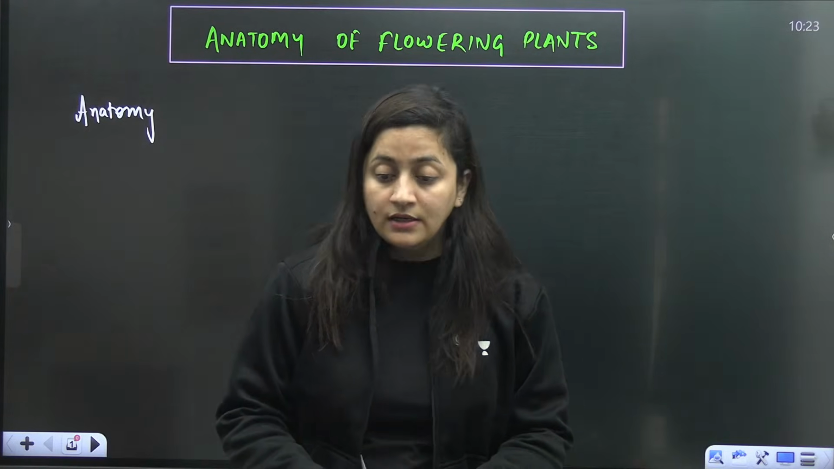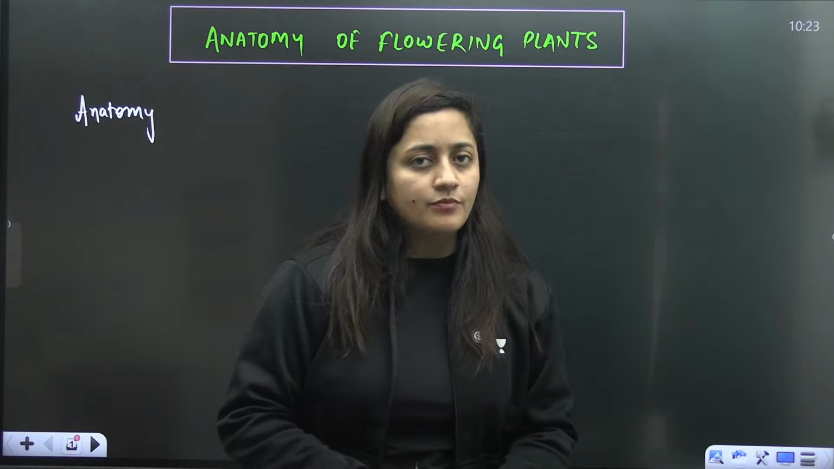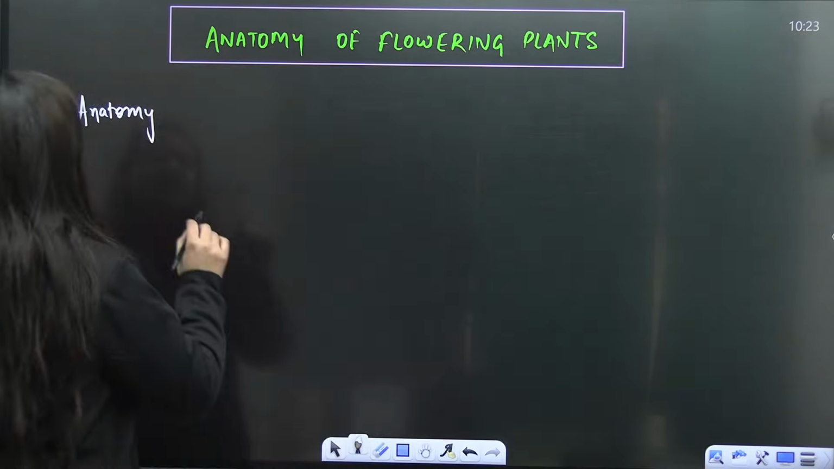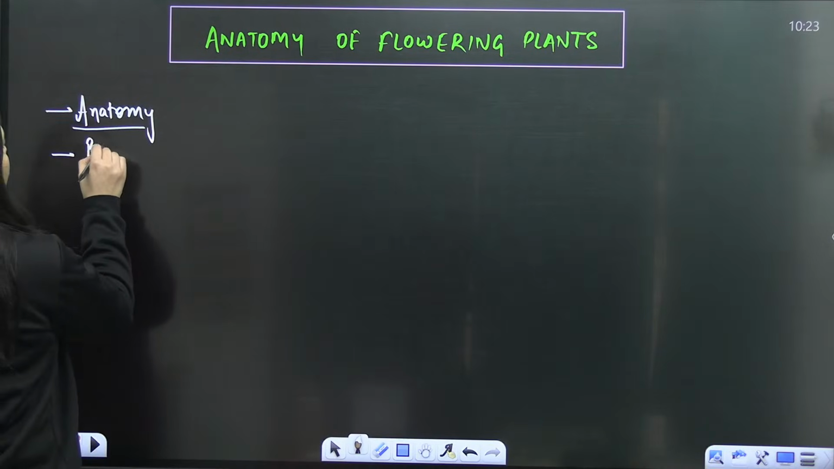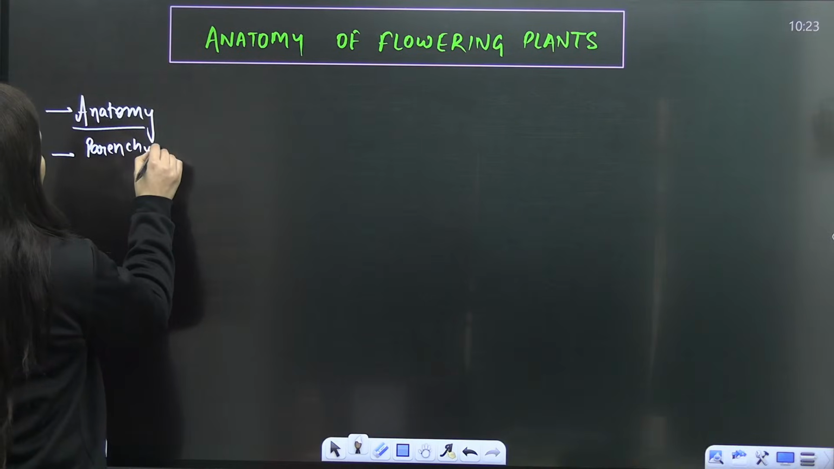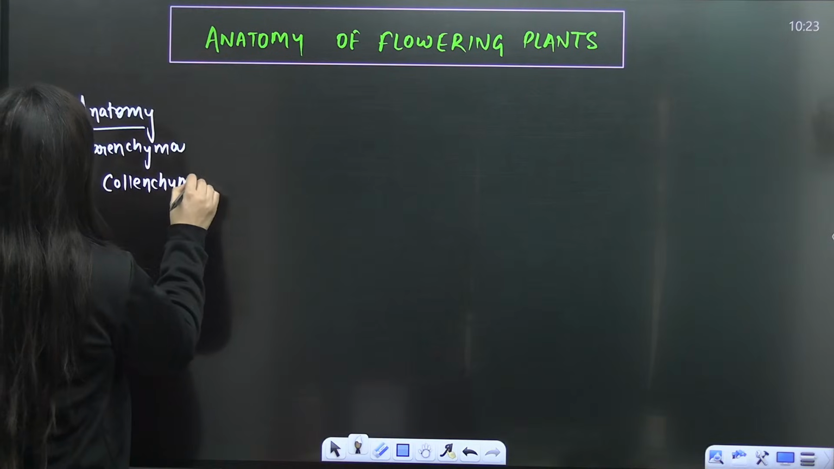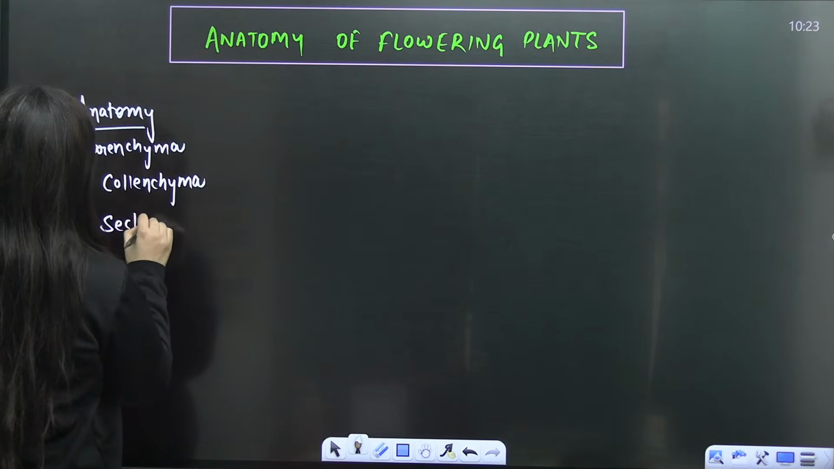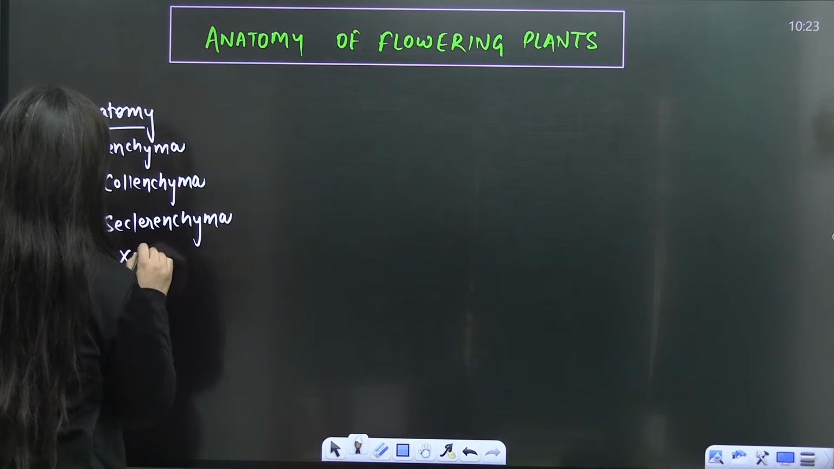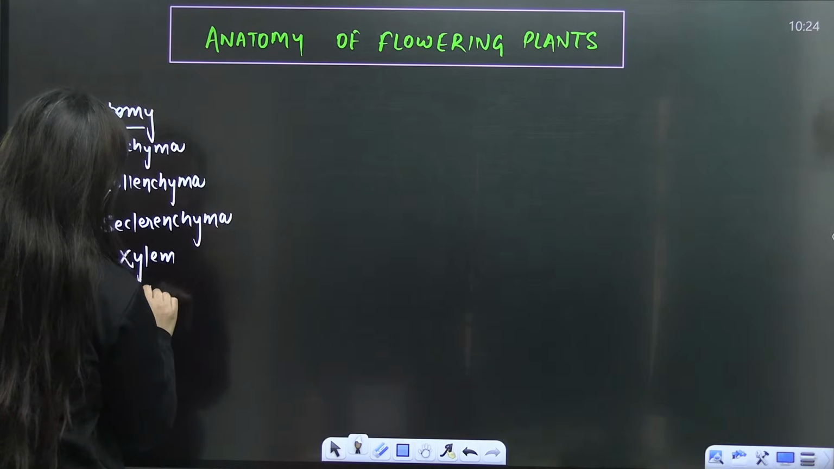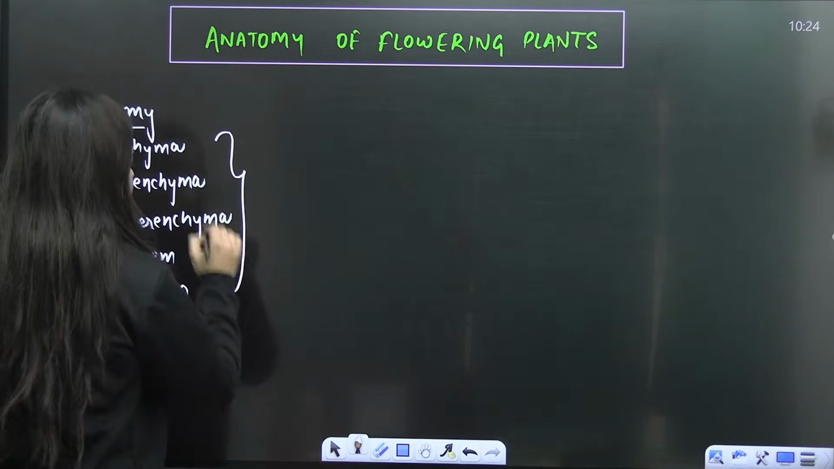Okay, so let's start. I'll share this old NCERT PDF in the Telegram group as well. In the anatomy part, I'm repeating, yes, you need to know about the tissue in detail. You should know about the parenchyma, collenchyma, sclerenchyma, xylem, phloem. All those things you have to study.